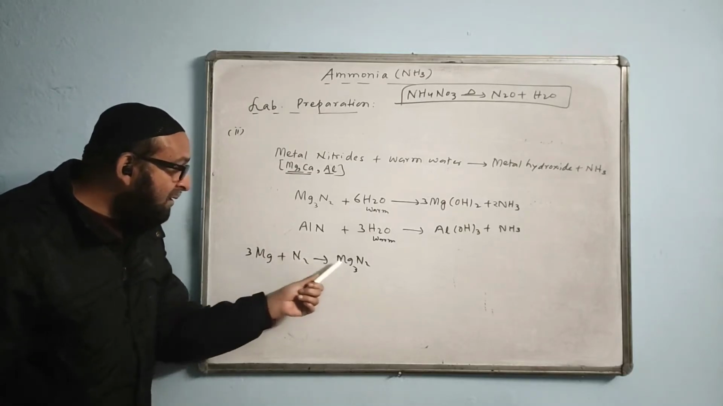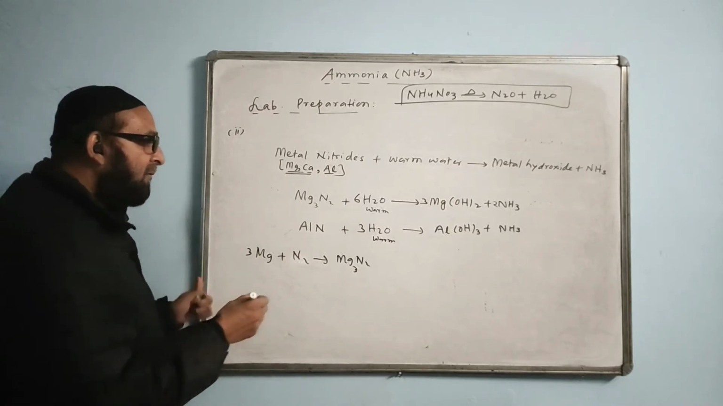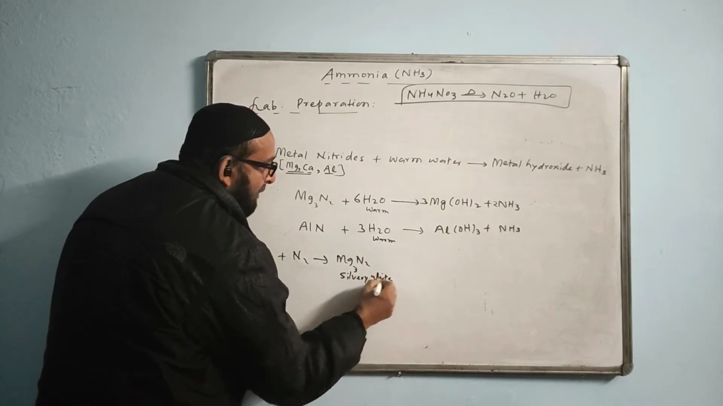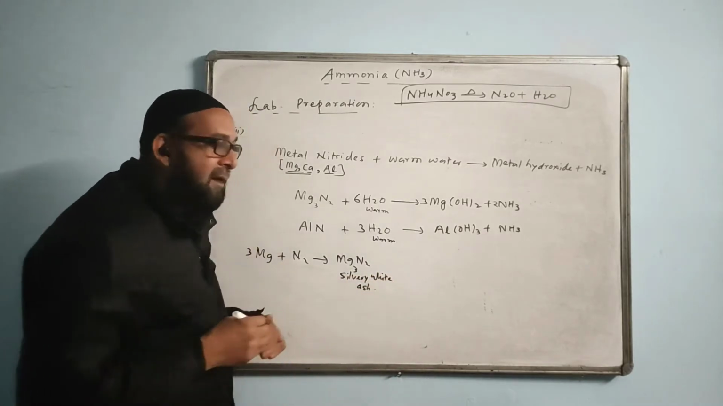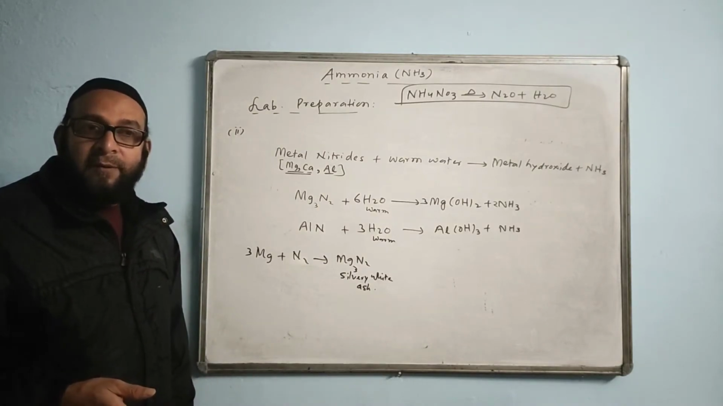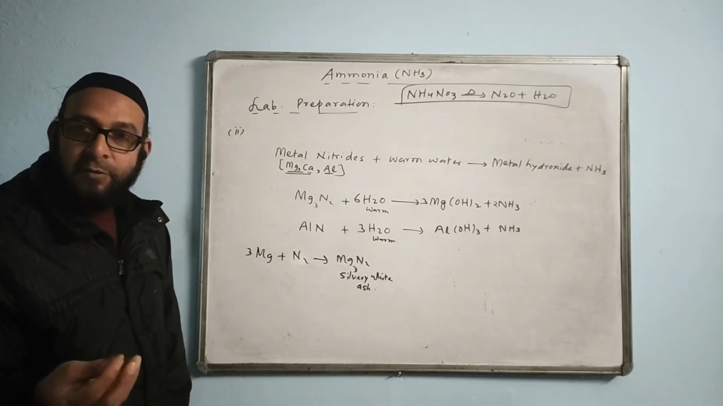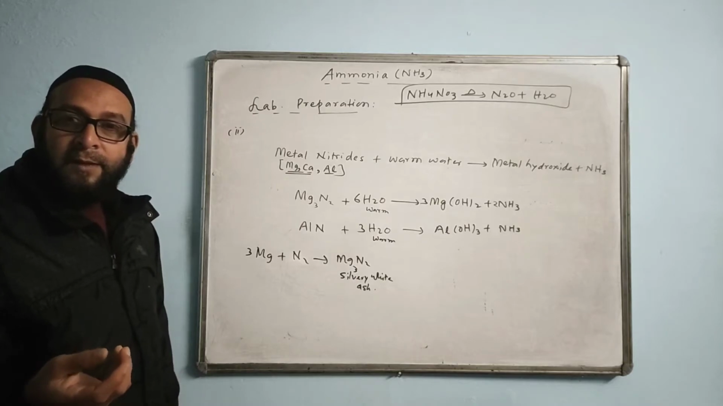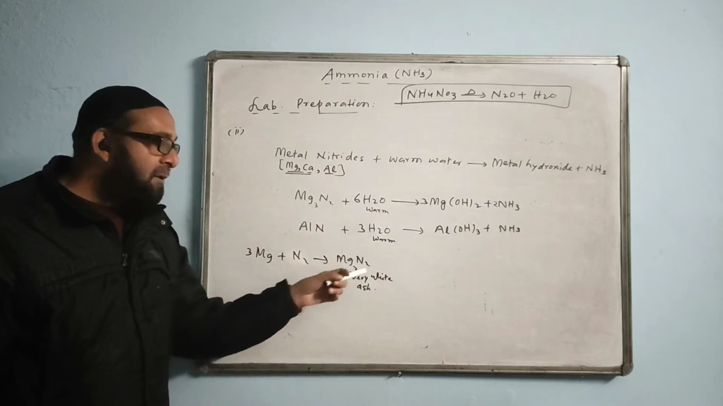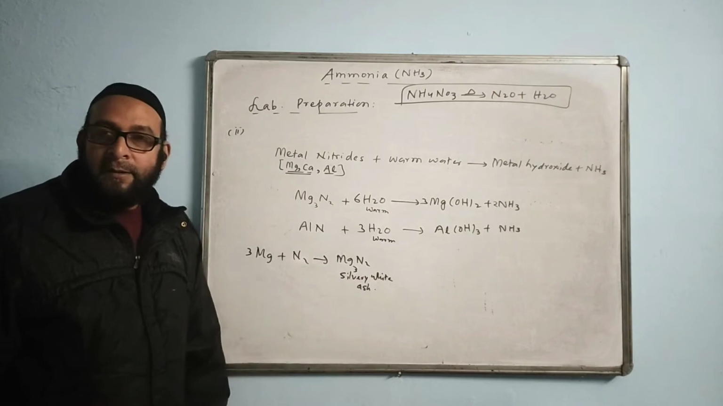But this reaction results in the formation of magnesium nitride, which is a silvery white ash. I think whenever a firework is performed anywhere, then you get that white ash over there. What is that ash actually? That ash is nothing but magnesium nitride. The silvery white ash is magnesium nitride.